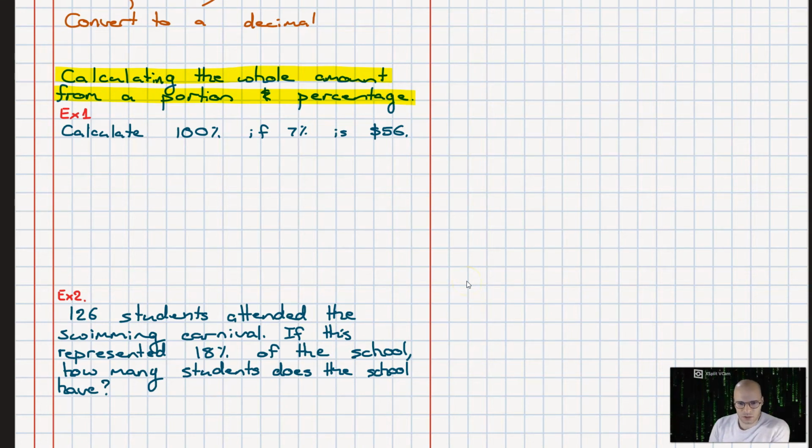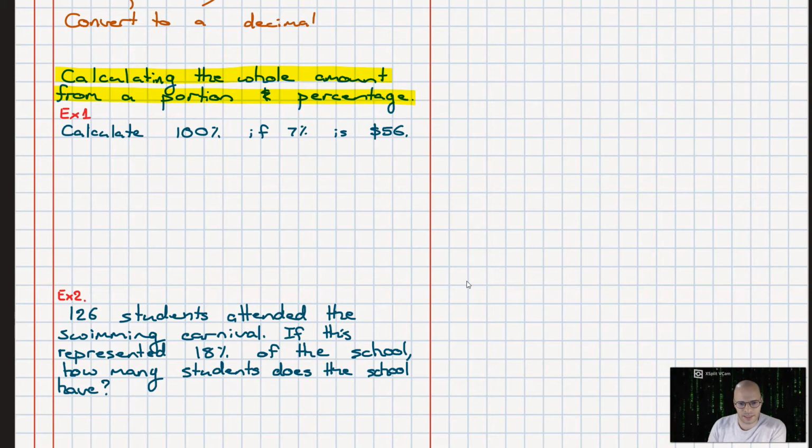In this video, we're going to have a look at how we can calculate a portion of a whole amount when we're only given a portion and a percentage to begin with. So the whole amount is unknown. What do we mean by this? Well, let's have a look at example 1.